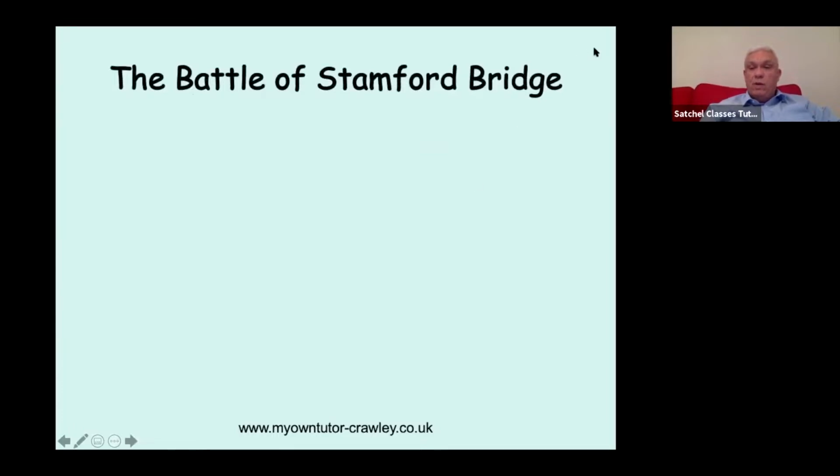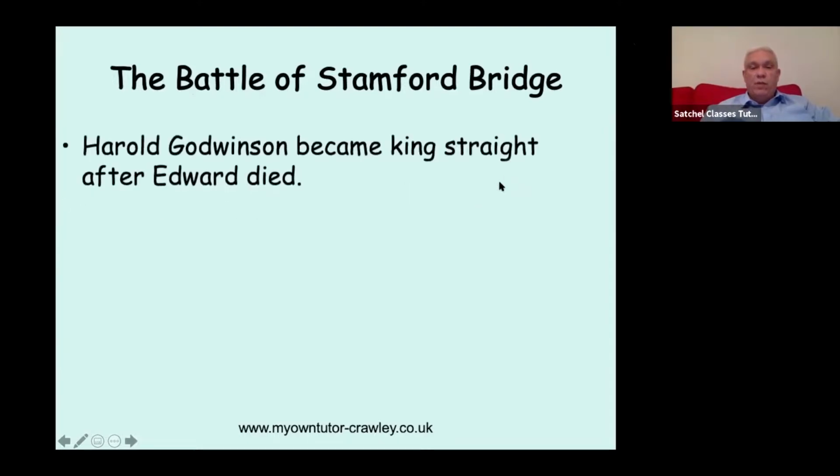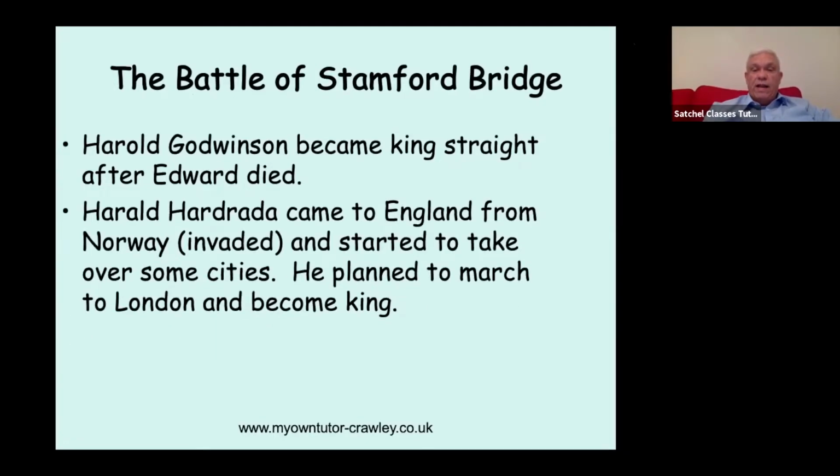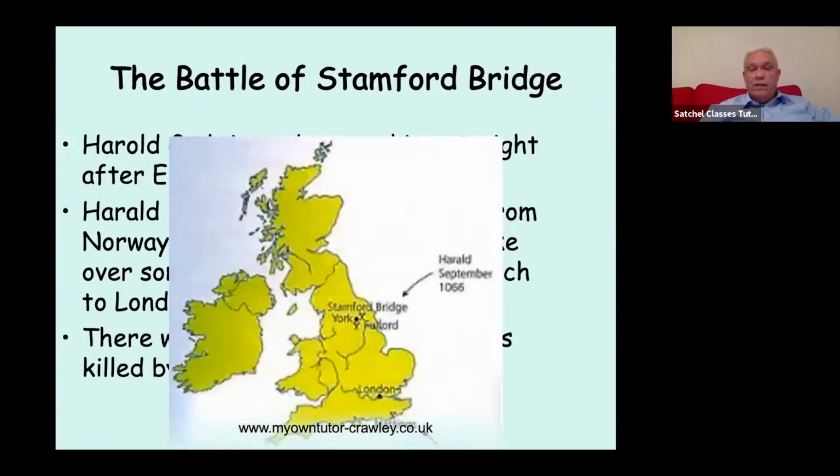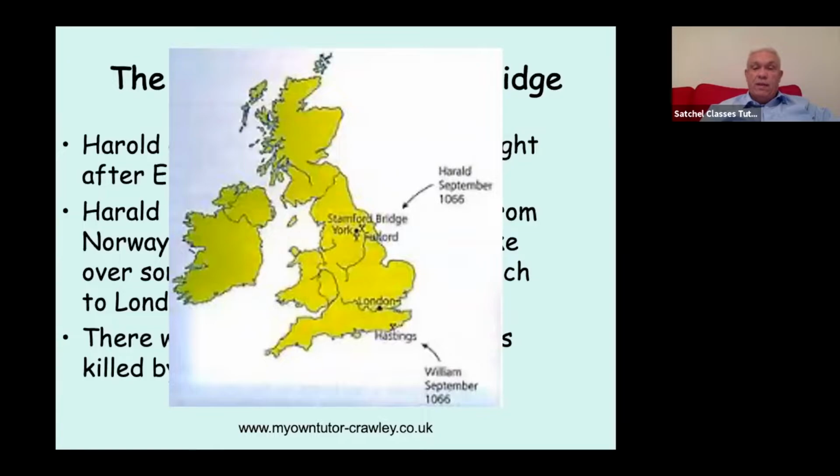So there was a battle up in York at a place called Stamford Bridge. And that's not the Chelsea home ground. This is in York, or near York actually. Harald Godwinson became king straight after Edward died. They knew that Edward was dying, and they chose Godwinson. So Harald Hardrada then came to England from Norway. He invaded and started to take over some cities. He planned to march to London to become king. But of course, there was a fierce battle, and he was killed by Harald Godwinson. And this took place, as you can see on the map, in the north.